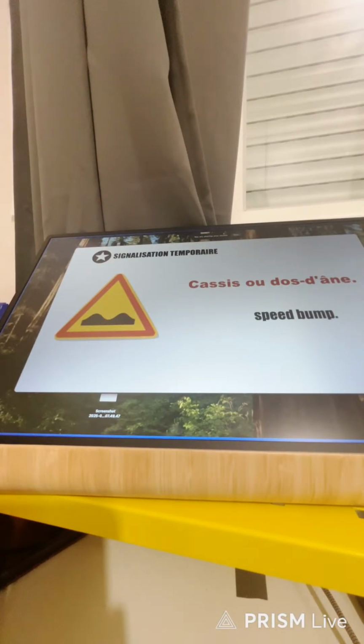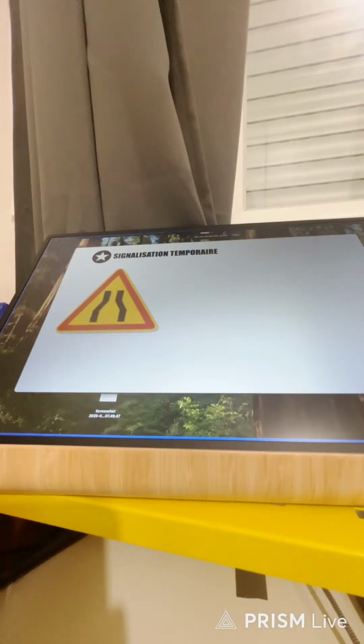Okay, but this one is temporary. They will put this panel on the floor, because once they finish, they are going to take it away. It's not a permanent thing. They tell you that there is a speed bump ahead of you. This one is called chaussée rétrécie. It's a narrowed road. What differentiates this one from the permanent one?